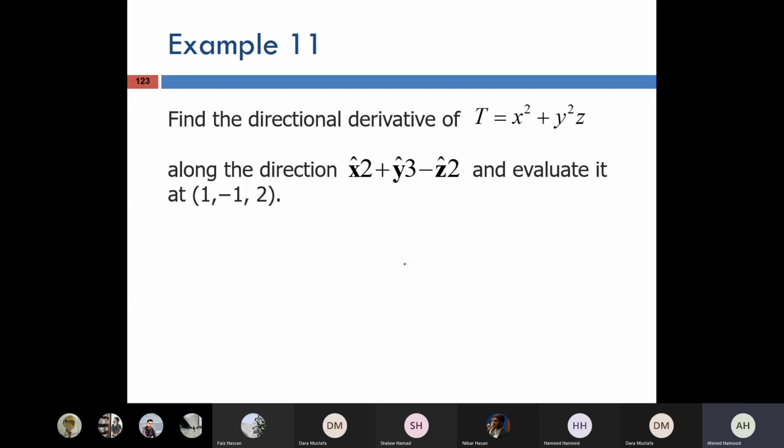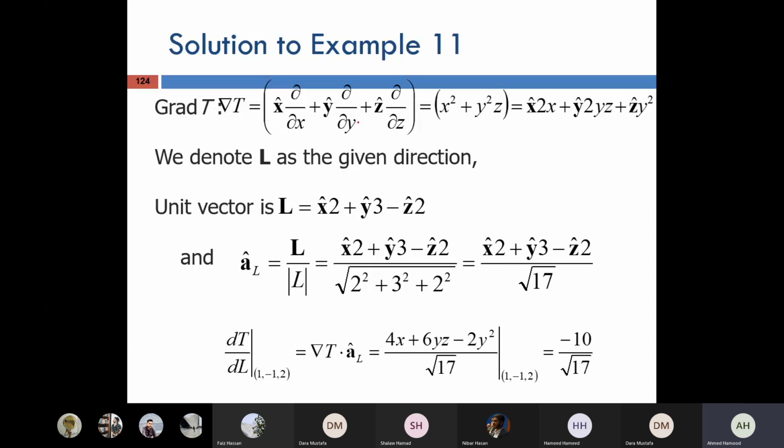Okay, so we have this equation: T is equal to x square y square z. From here we have x, y, z, so this is Cartesian, right? Very simple, Cartesian. Since this is Cartesian, let's find the gradient of this Cartesian coordinate variable. So what we will have? We will have delta T.